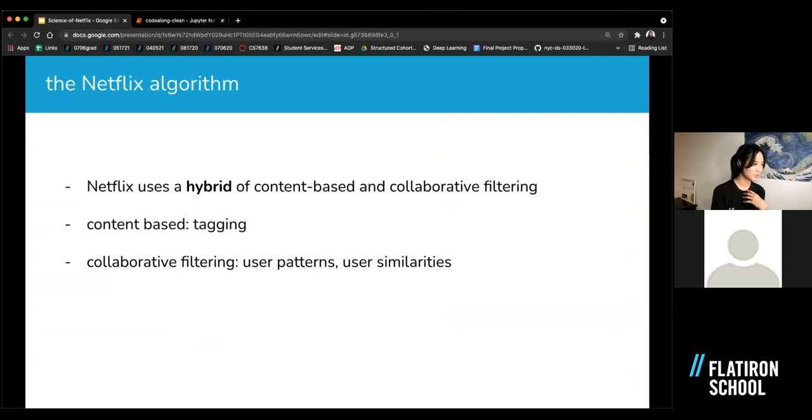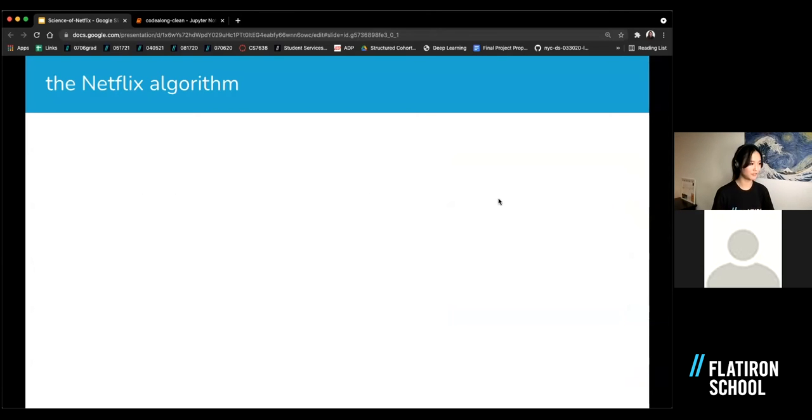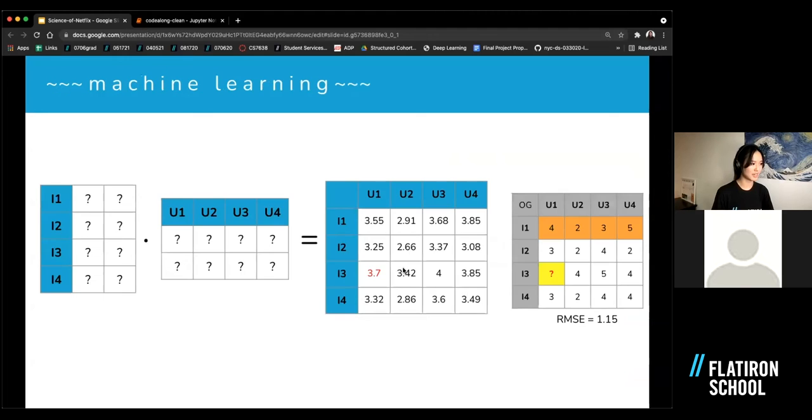So where the collaborative filtering comes in is, instead of each of these being a single movie, it'll end up being a group of movies, based on how they decided to group the movies together. So that's more along the lines of how they do the hybrid from what I've read.